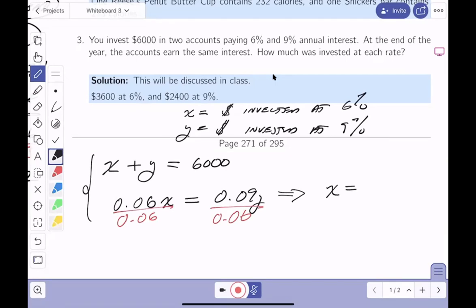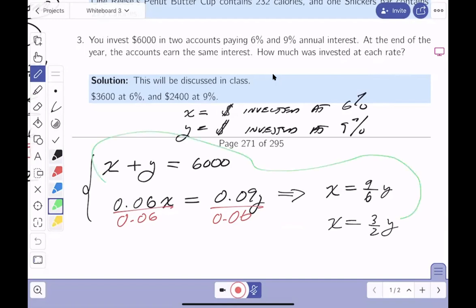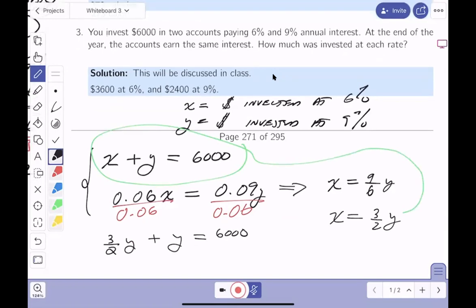Well, it's going to be 9/6 of a y. I'm going to reduce that, by the way, and that would reduce to 3/2. I'm going to take this and plug it in here. All right, let's write this down now. What do you get? Well, x is 3/2 of a y, right? Plus y is equal to 6,000. All right, let's keep going.